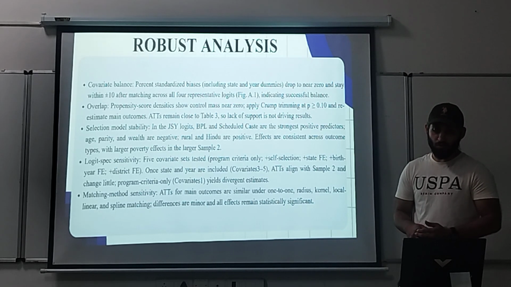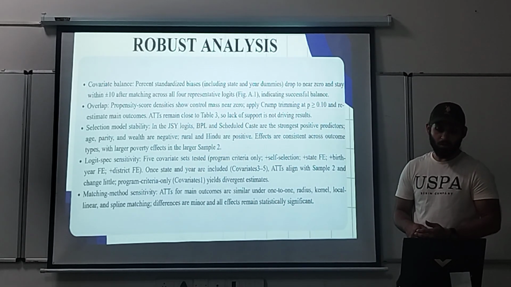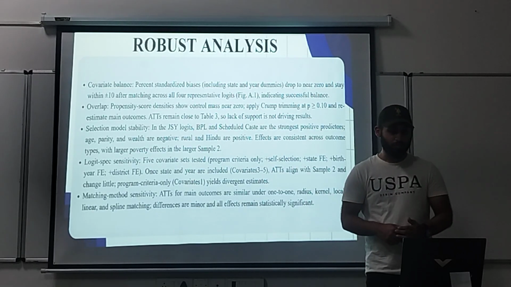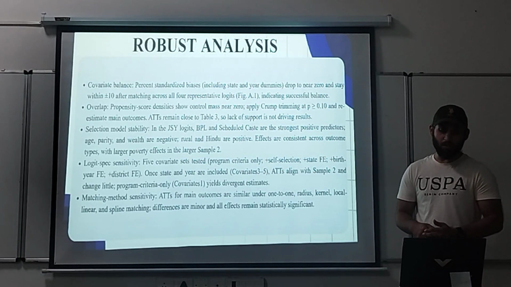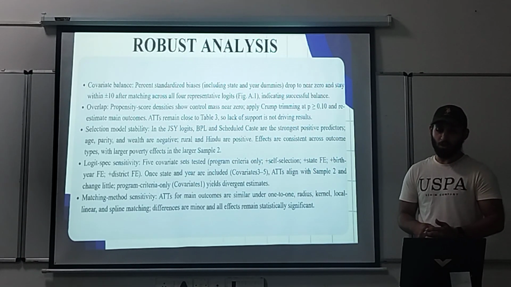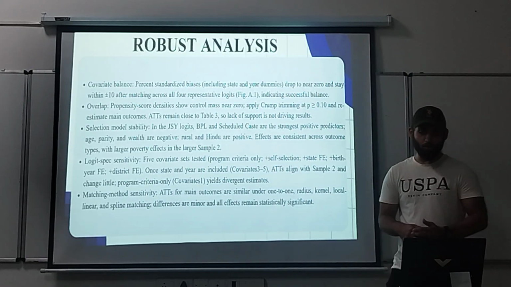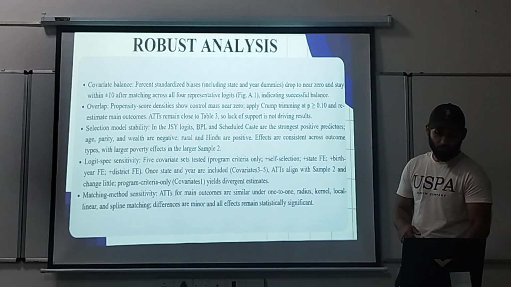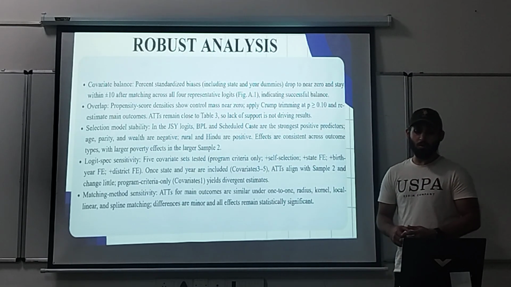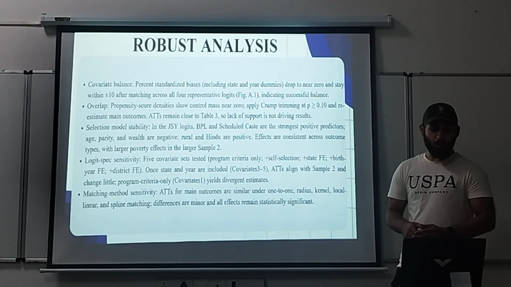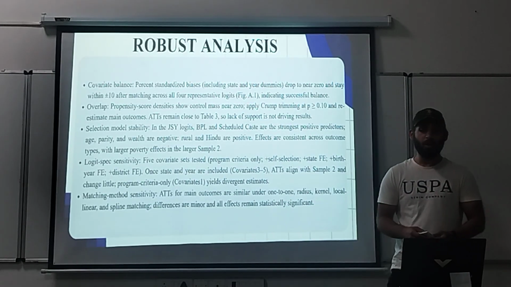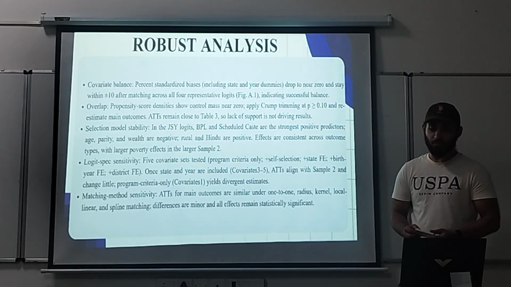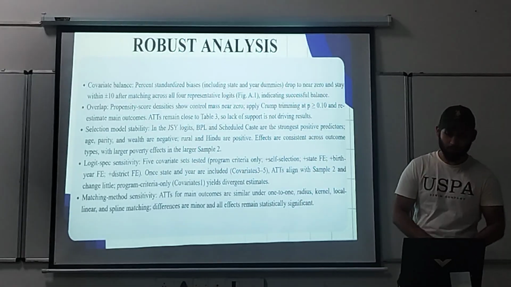We tested 5 different sets of covariates, including the program criteria only, self-selection, state fixed effects, birth year fixed effects, and district fixed effects. Once we control for state and year, the ATT estimates align with those in sample 2, while the program criteria only models using covariates 1 yield divergent estimates. We tested ATT estimates for the main outcomes using different matching techniques: one-to-one, radius, kernel, local linear, and spline matching. The differences between methods are minor, and all effects remain statistically significant, further confirming the robustness of our findings.